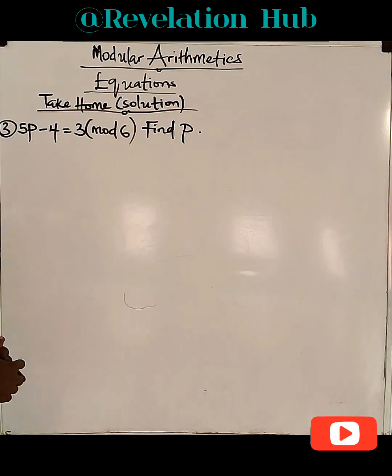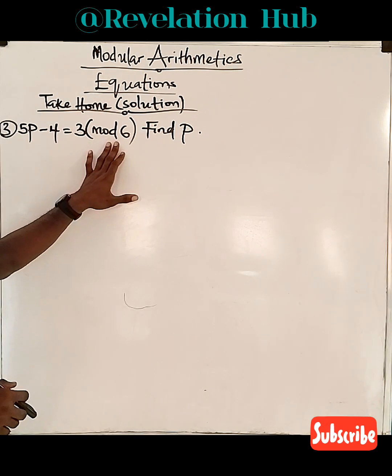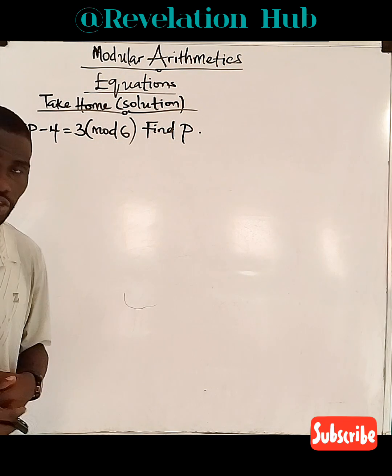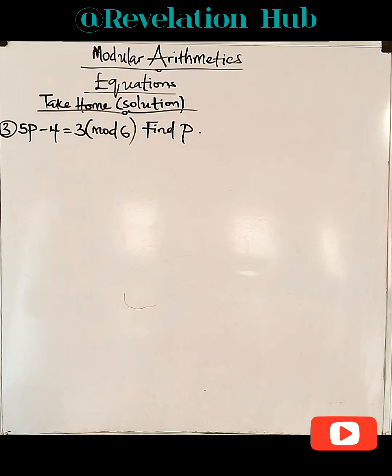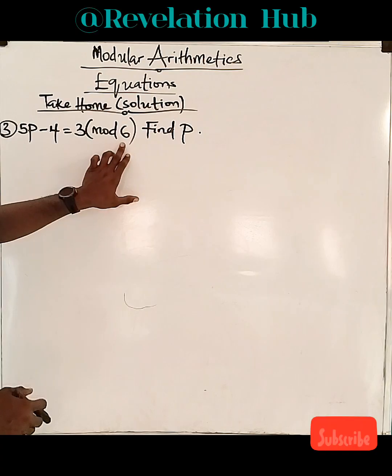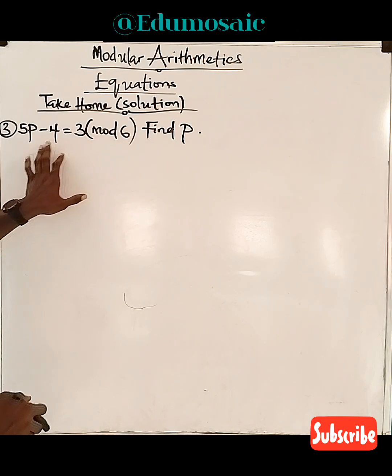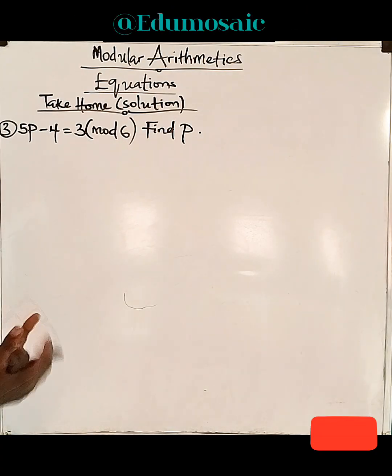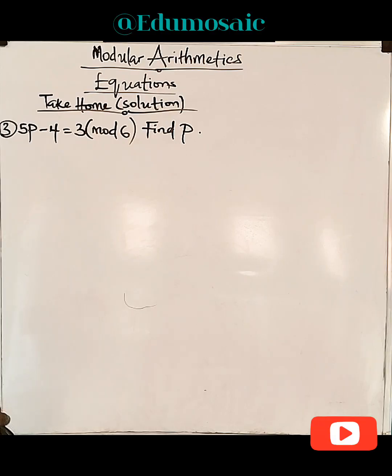So we are asked to find the value of p in 5p minus 4 equals 3 in modulo 6. Now this is a linear equation. As you can see, it's very, very simple. So how do we solve this? Now don't forget, you're operating with modulo 6, so you have to get the value of p. We're going to solve this like the normal way we solve our linear equations.